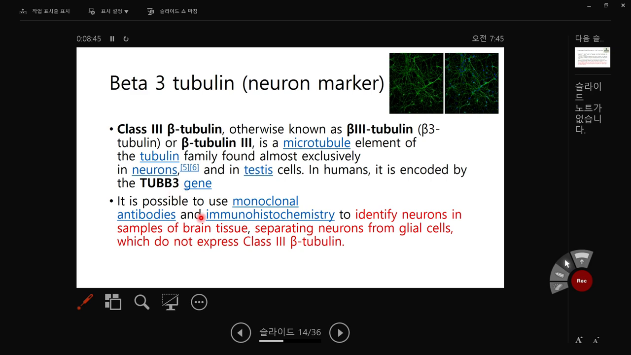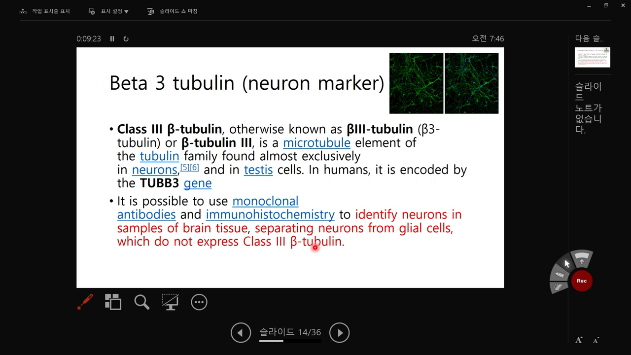It's possible to use monoclonal antibody and immunohistochemistry to identify neurons in samples of the brain, separating neurons from glial cell, which do not express the class 3 beta tubulin. So glial cell means not neuron cell, like except the neuron in brain, they have astrocyte, microglia, oligodendrocyte, which are glial cell. So neuron and glial cell, they're two different features. And then when you distinguish the neuron in the brain or your spinal cord tissue, you can stain with beta tubulin.